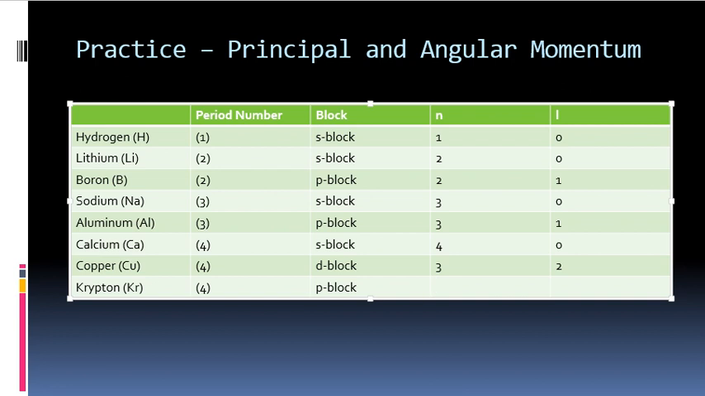In the case of krypton, which is now back in the P block of elements, its principal quantum number will be the same as the period number, which in this case is 4. And because that outermost electron is a p electron, the angular momentum number is going to equal 1, because p electrons will always have an L quantum number of 1.